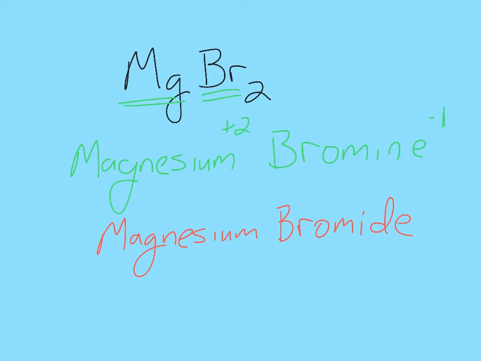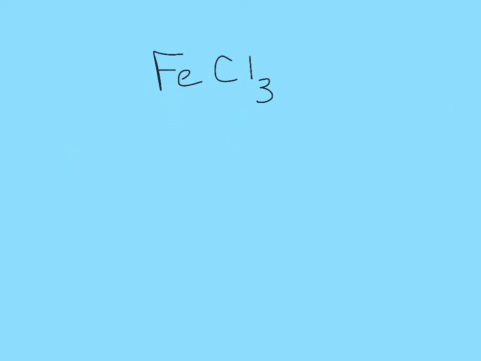Okay, let's try another one. We have FeCl3. Once again, I'm going to go to my periodic table and find these two symbols. I find Fe, that is iron. I find Cl, that is chlorine. Now there is something special here about iron. If we look at iron, we can see that it has more than one combining capacity. Iron is actually +3 and +2. So we need to determine which one we've used. This is where that crossover method comes in.